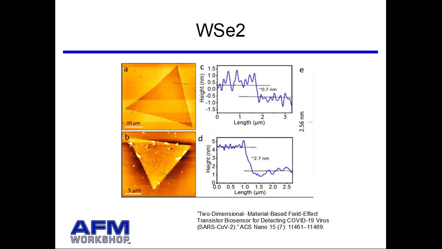This is an example right here of a material done at Auburn University, and this is tungsten diselenide. In this case, they had a triangle without any material deposit on it, and with the organic material deposit on it, they could see a change in the height. It went from 0.7 nanometers to 2.7 nanometers.